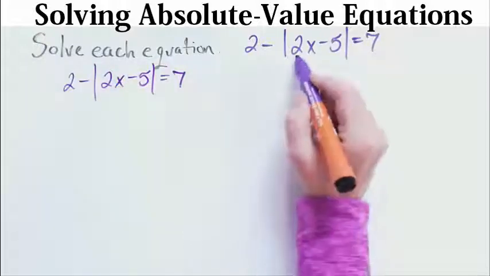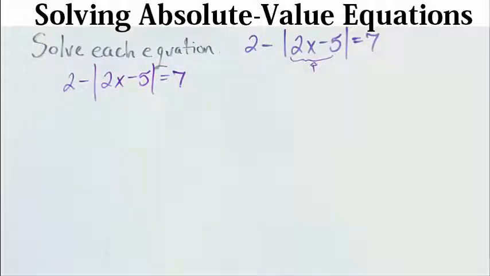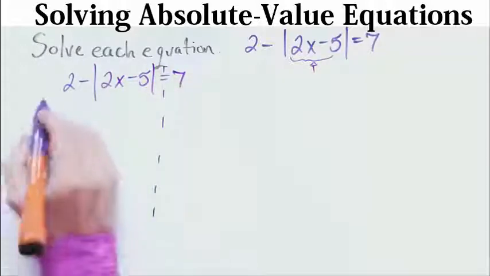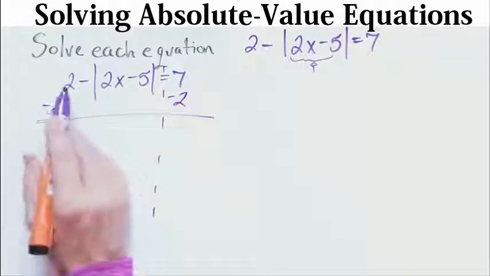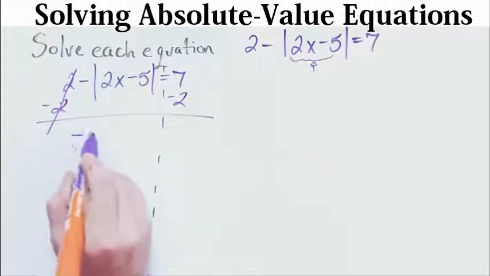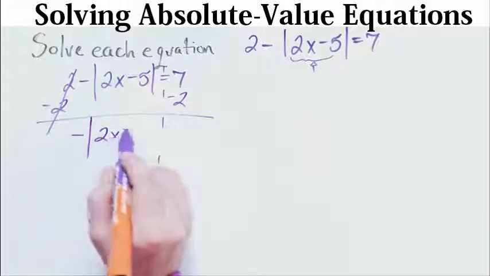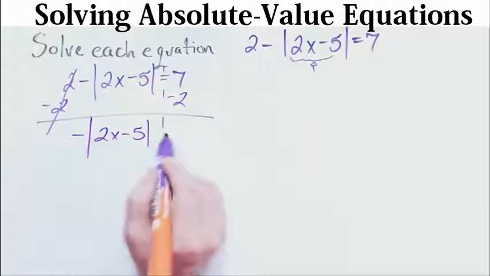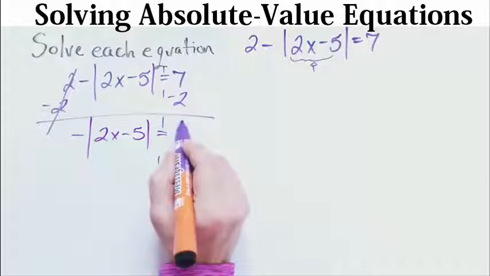I want to know what this is. So that means I need to move this positive 2. You move a positive 2 by pairing it with a negative 2. Positive 2 minus 2 turns to 0, so it zeroes out. I'm left with the negative absolute value of 2x minus 5 equaling 7 minus 2, which is 5.